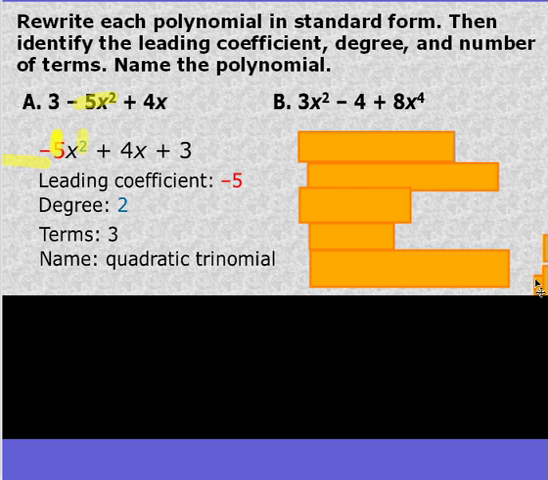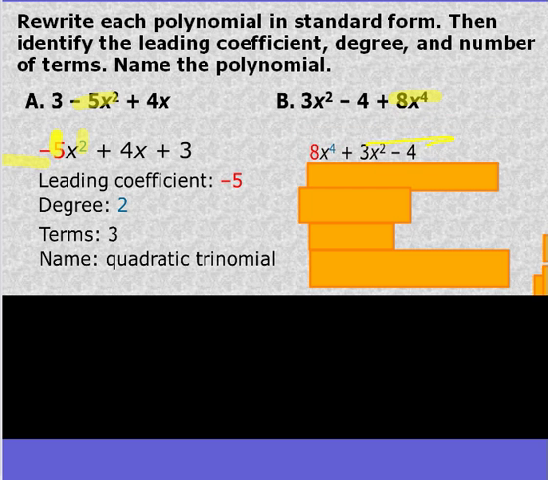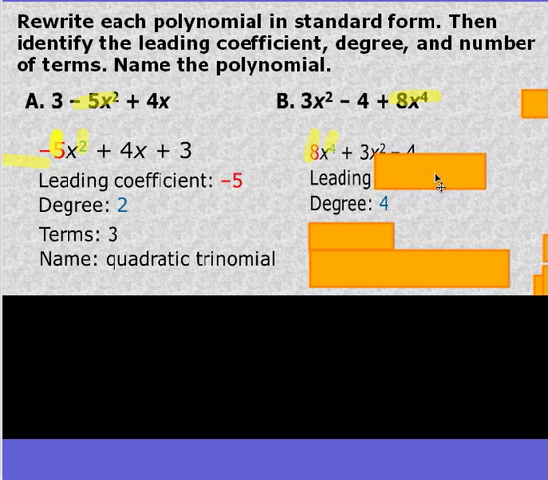All right, next one. So when we rewrite this in standard form, this is going to be our first term. So here it is rewritten in standard form. And then leading coefficient, obviously, is going to be our 8. Degree is going to be 4. Number of terms, 3. So again, we have a trinomial, but it's to the 4th power, so it's going to be a quartic trinomial.